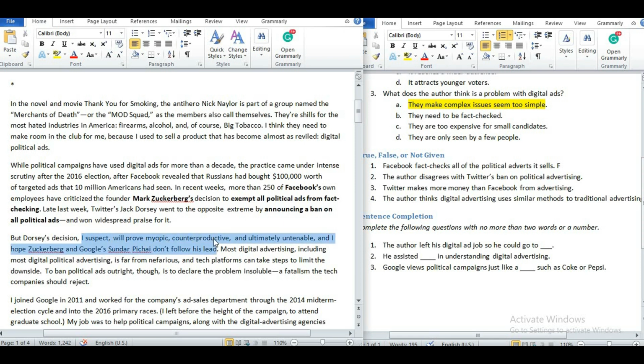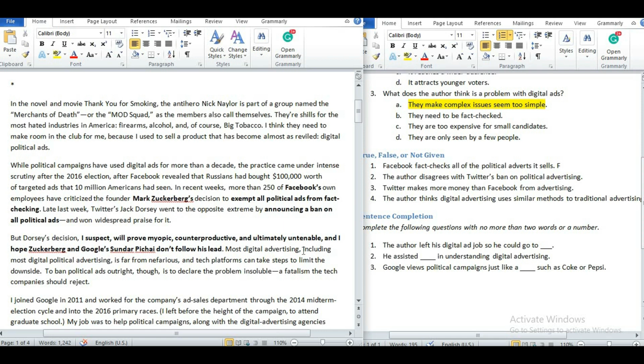So the rest of this sentence will tell us the answer, that Twitter's decision, or Jack Dorsey, who is the founder and CEO of Twitter, will prove myopic, counterproductive, and ultimately untenable. So some difficult words there. Myopic means short-sighted, and untenable means something that we cannot continue to do.